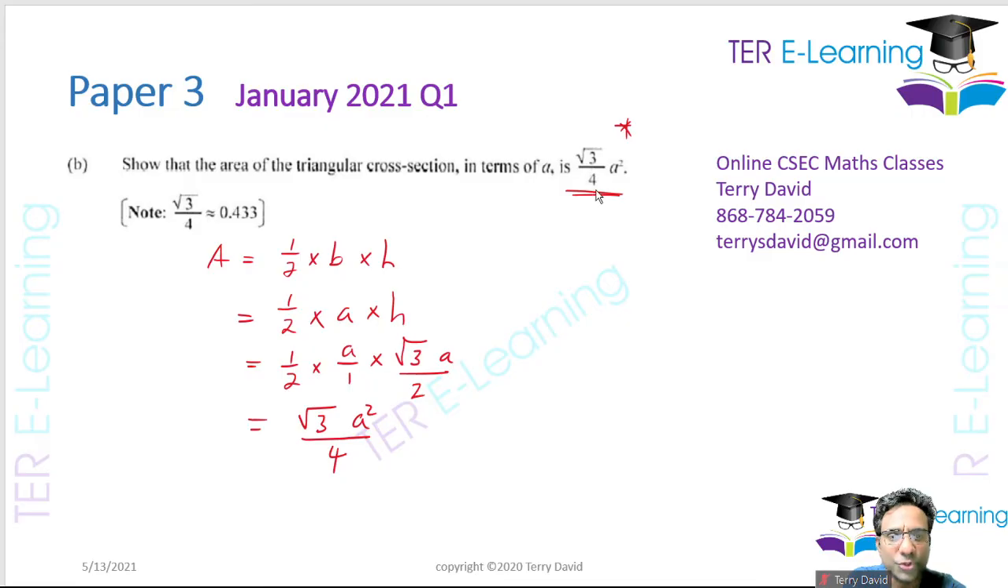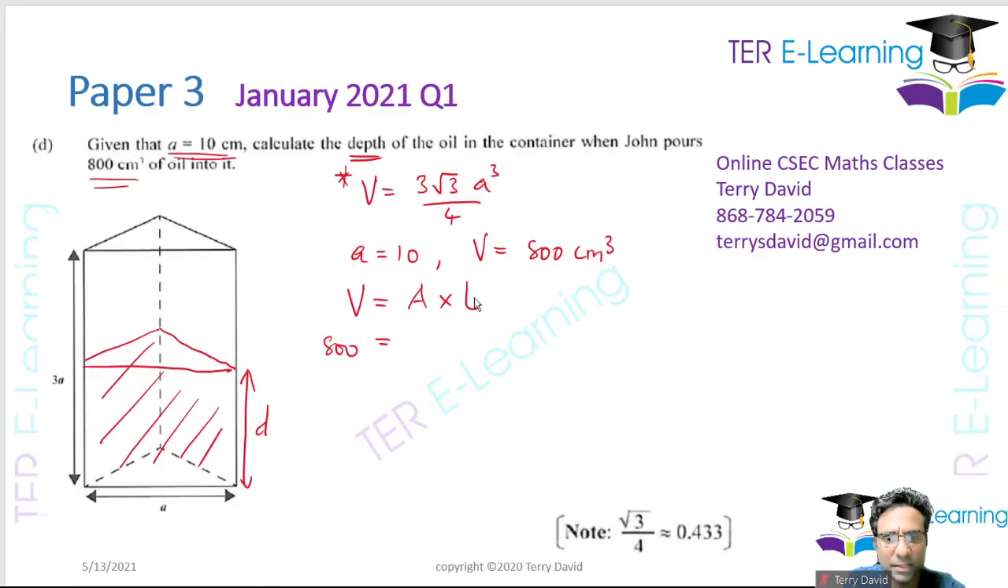The area is root 3 over 4 a squared. So the area is root 3 a squared over 4 multiplied by L, which is the depth that we're trying to work out here. So this is D. That's what we're trying to find. So this is going to be 800 is equal to the square root of 3. Now A, they told us is 10. So this is 10 squared over 4 multiplied by D.